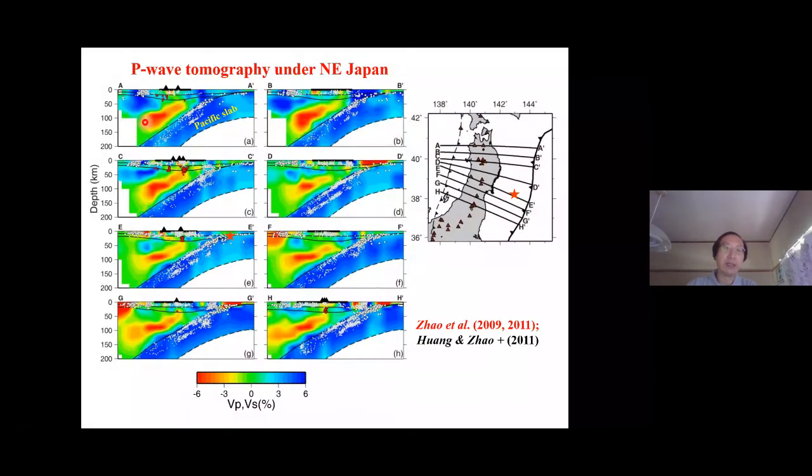We can see the deepening red zone. This is the upward volcanic flow driven by the slab subduction, which is the source zone of the arc magmas in this region.